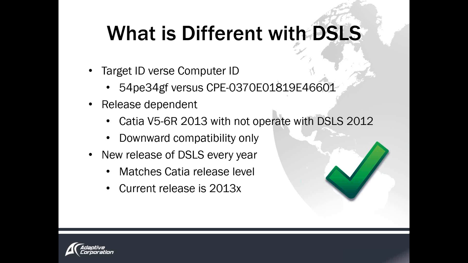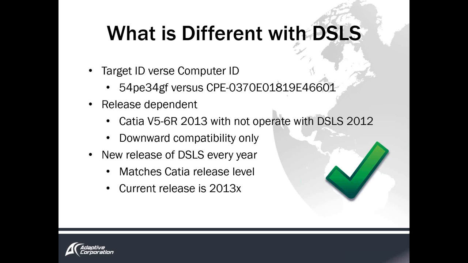What gets a little bit more tricky on the DSLS, to increase security, is that it is now release dependent. So in my example here, if I'm trying to run CATIA V5 6R 2013, it will not operate with the DSLS license server, whose release date is 2012. There is a release of DSLS on a yearly basis. On the other side, if that was reversed, DSLS is downward compatible, just not upward compatible.